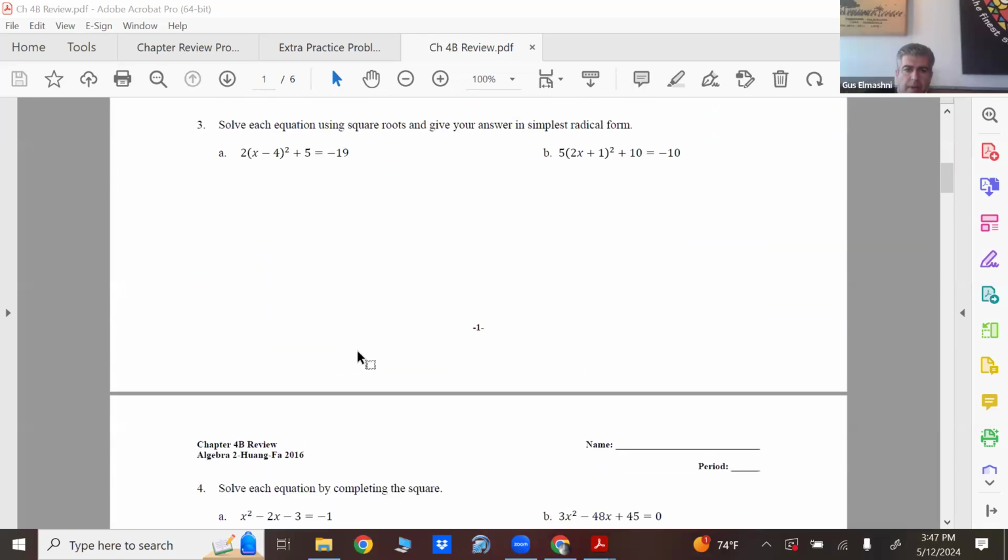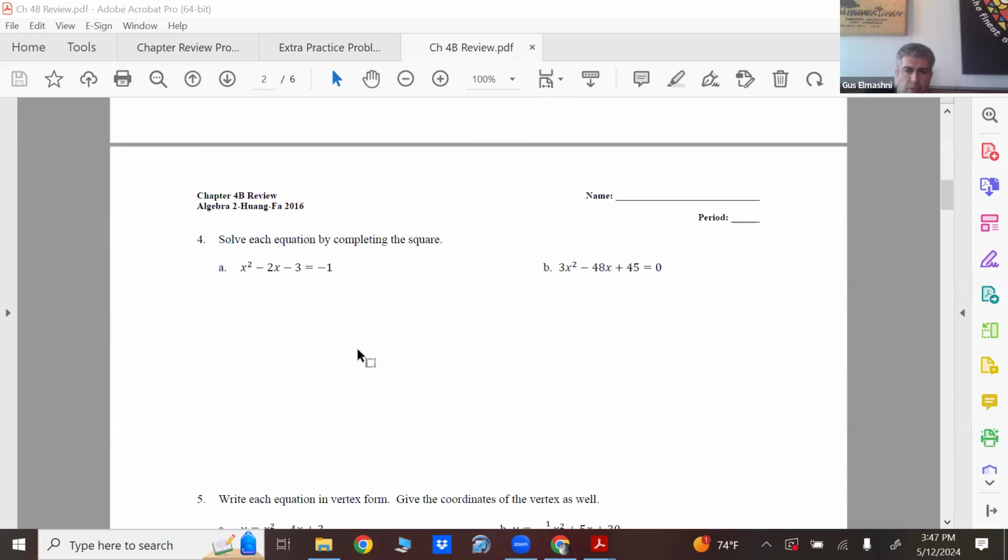Let's try another problem here. Let's do complete the square, solve for x. Remember, we want to distribute to both sides first.